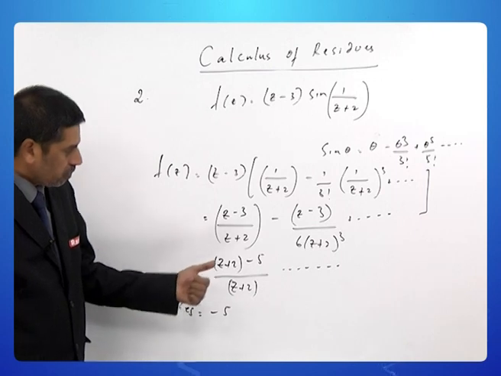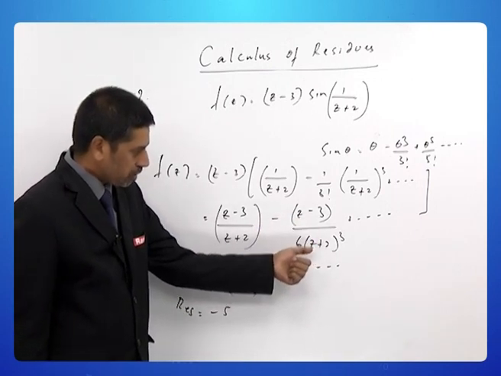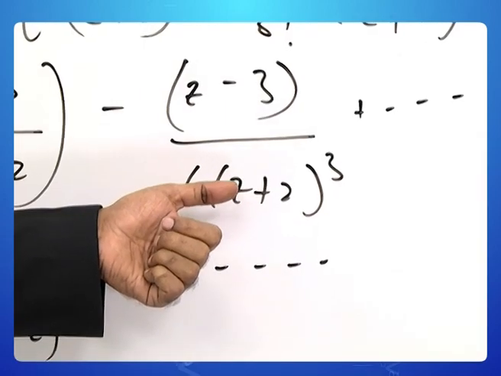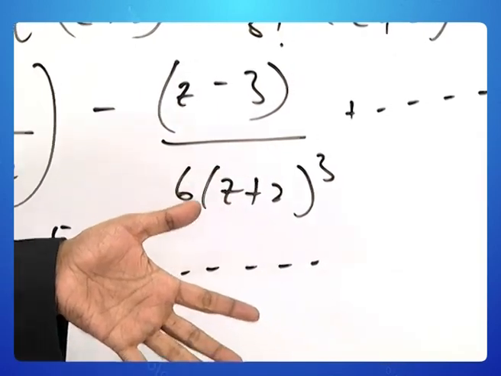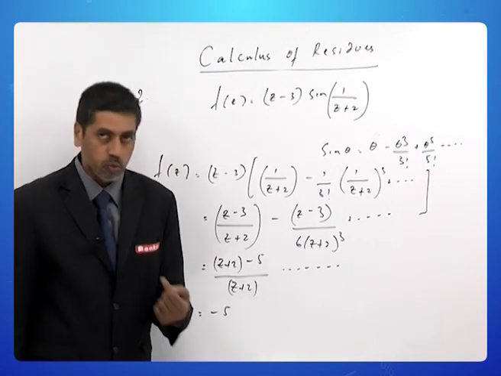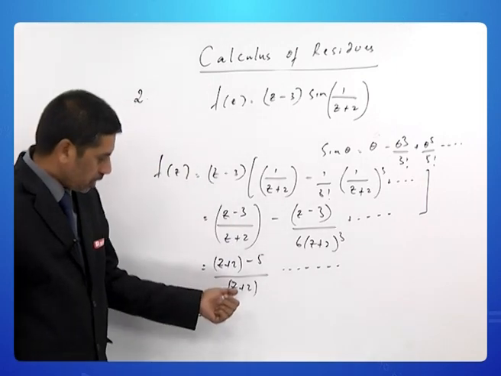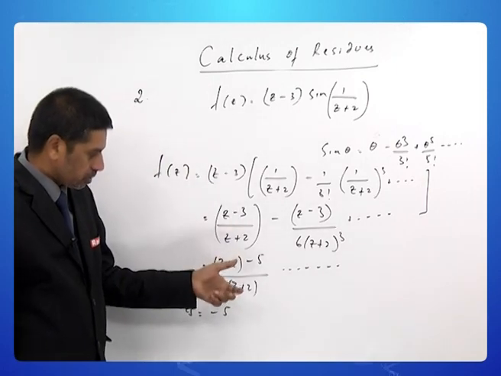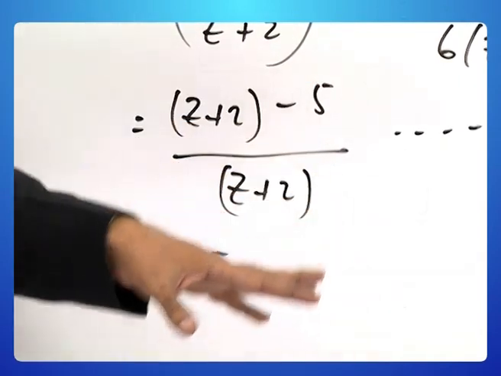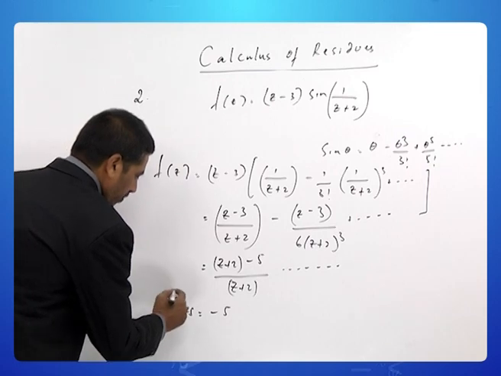In fact, we should also try to see whether anything is possible in the second term, but even if it is done, you will not be able to get the 1 by (z plus 2) term at all. So therefore, (z plus 2) by (z plus 2) will give us 1, and minus 5 by (z plus 2) would be the real term that we require, because that's the coefficient, that is the term which contains a negative power of z plus 2. So you can see that residue is minus 5.